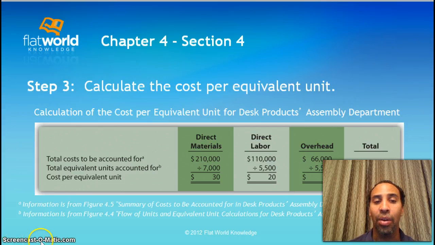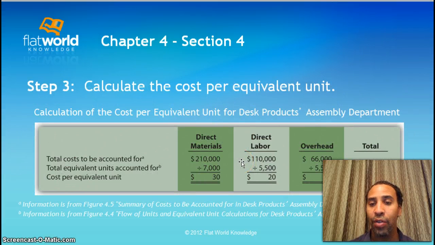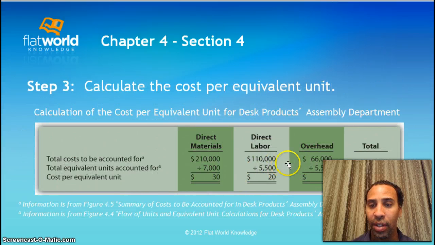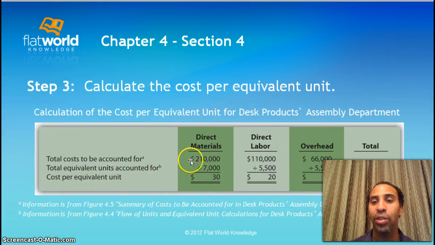All right, remember I said we are going to use those numbers again. The total cost to be accounted for in direct materials is 210,000, there it is right there. For direct labor, you have 110,000, there it is right there. And for overhead, you have 66,000, and there it is right there. Okay, so those are our total costs to be accounted for.